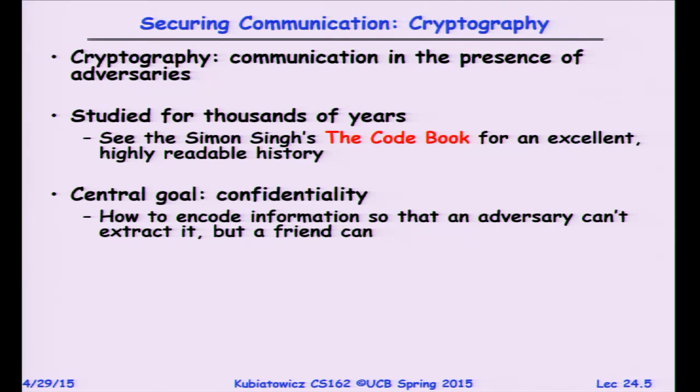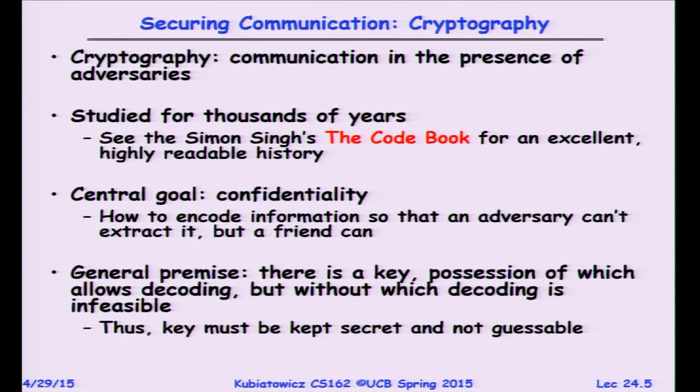And the central goal of cryptography has always been confidentiality. So the idea is, how do I encode information so an adversary can't get at it, but a friend can? The general premise behind this is there's something, which we'll call a key, the possession of which allows me to decode, but if I don't have the key, I can't decode. That's the fundamental property. Obviously the key has to be kept secret, and it can't be guessable.